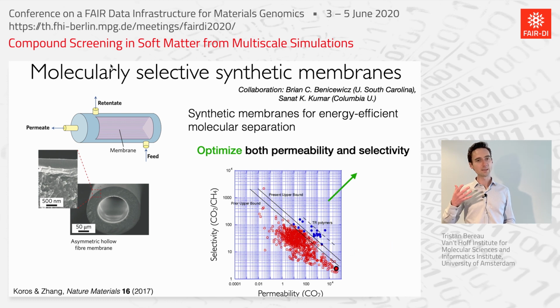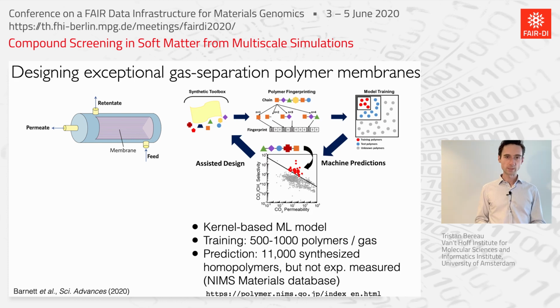And so designing better polymers in this context, or designing better membranes, would have to do with designing membranes that go beyond the current upper bound. Okay? So we're trying to go to the right of this plot. And so we decided to try this out with machine learning.